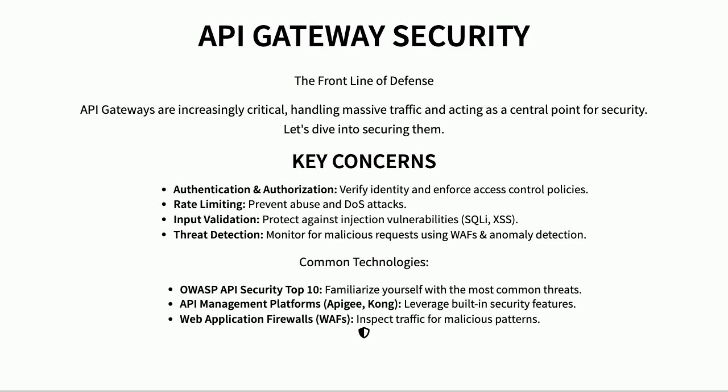Okay, so let's talk about securing our API. The API gateway is often the first point of contact for a lot of traffic, making it a really important place to focus on security. We need to make sure we're verifying who's accessing our services. That's authentication and authorization. We also have to think about preventing overload with rate limiting, carefully checking all input to stop injection attacks, and constantly monitoring for suspicious activity using things like web application firewalls. There are a few common platforms and technologies you'll want to get familiar with to really protect your API effectively.